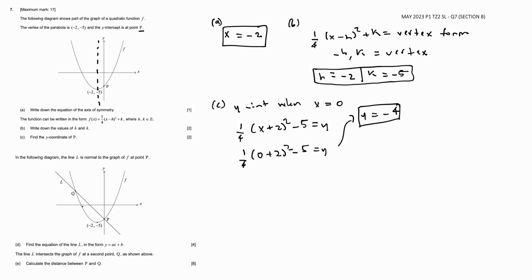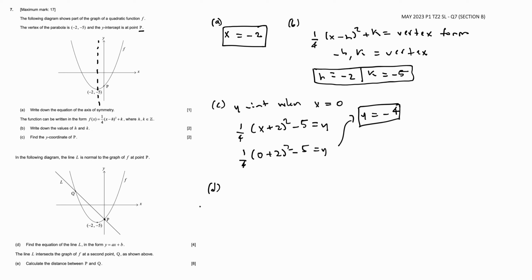Part D. In the following diagram, the line L is normal to the graph of f at point P. Find the equation of the line L in the form y = ax + b. Now, how do we do this question?